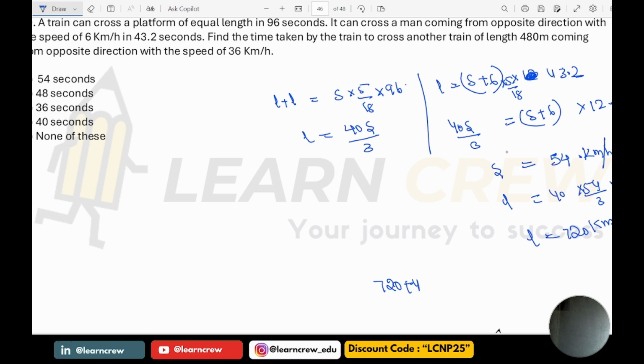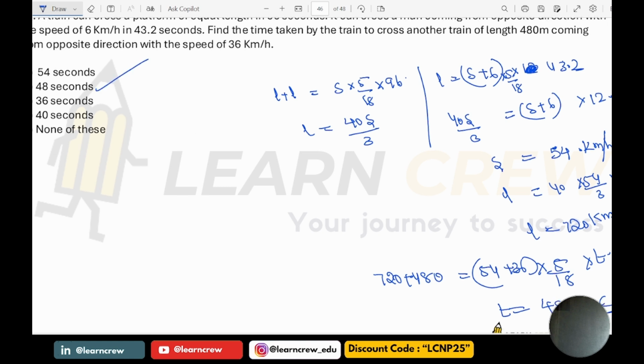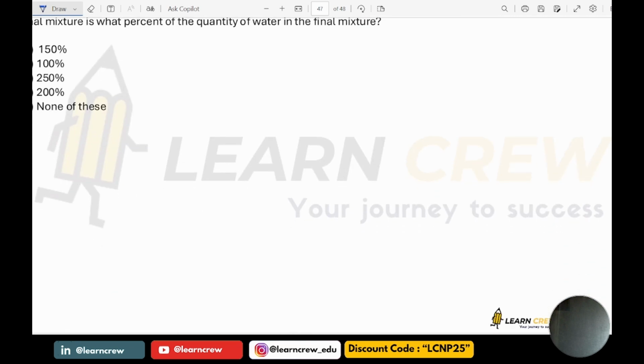720 plus 480 is equal to 54 plus 36 into 5 by 18 into T. Am I correct? Thereby I will get from this, time taken is equal to 48 seconds. So the answer is 48 seconds. Now see the last question.